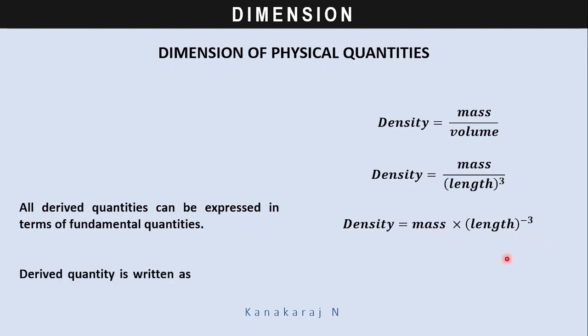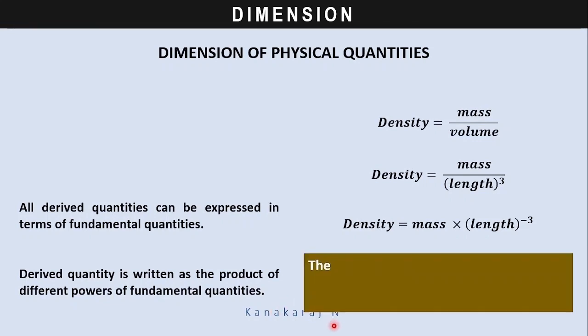So, a derived quantity is written as the product of different powers of fundamental quantities. So, what exactly are dimensions in physics? The dimensions of density are 1 in mass and minus 3 in length. This is what dimension is in physics.